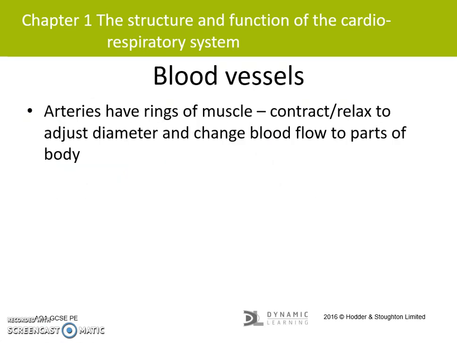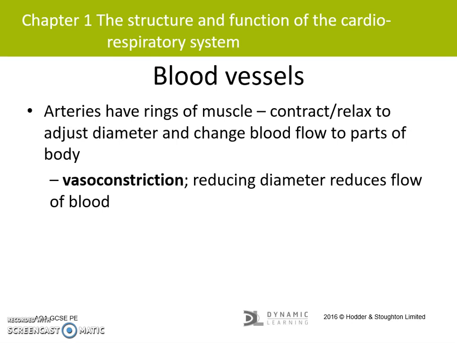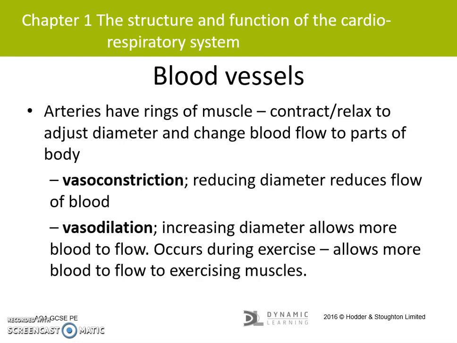Arteries have that ring of muscle, and that ring of muscle can contract, make the artery smaller, or it can relax and make the artery larger. That can change how blood flows around the body. So we've got vasoconstriction. And when something constricts, it gets smaller, so it reduces flow of blood. And on the opposite side, you've got vasodilation. When something dilates, it gets larger. The vasodilation is when the artery gets larger and allows more blood to flow.